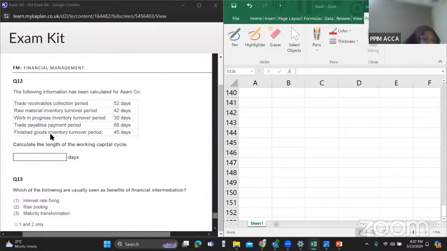Right. They're asking for the length of the working capital cycle. What's that? What do you think it is?